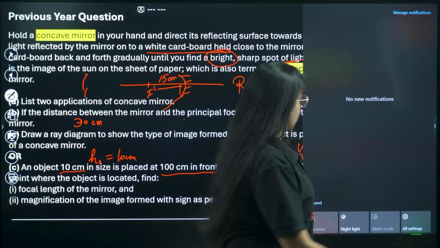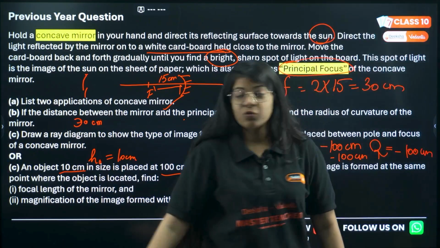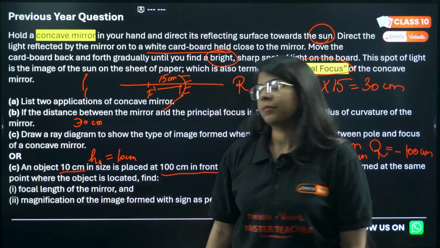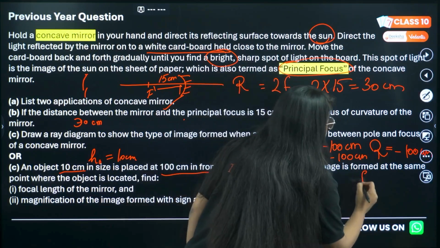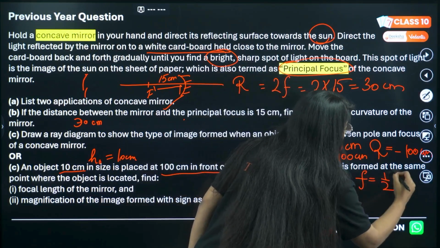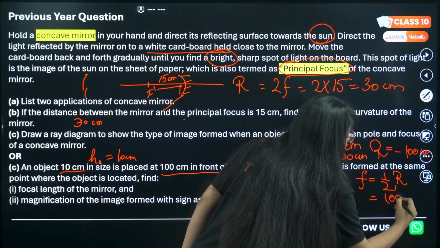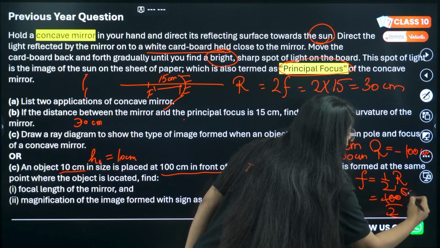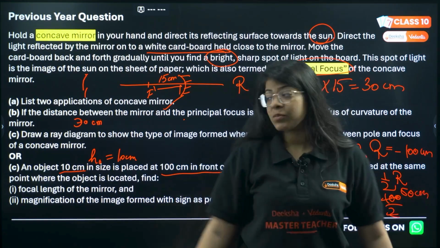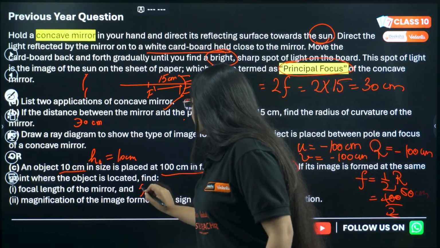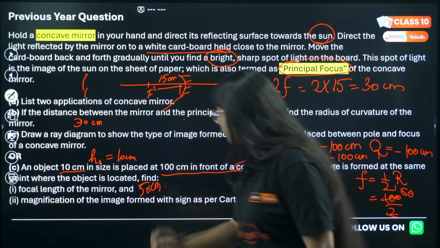What does our question say? It says to find the focal length of the mirror. Focal length we know is half of radius, and 100 divided by 2 is 50 centimeter. So our focal length comes out to be 50 centimeter.